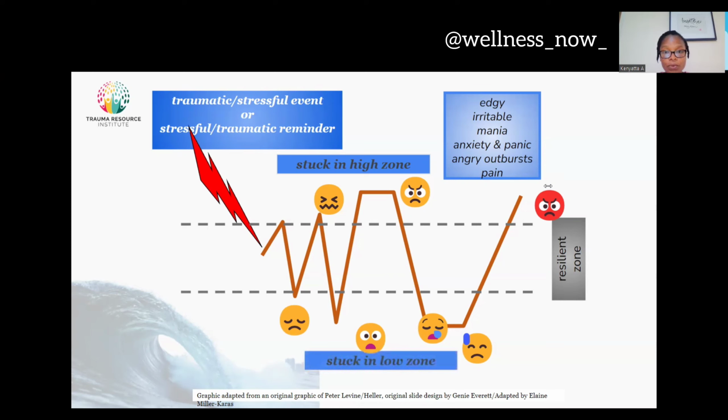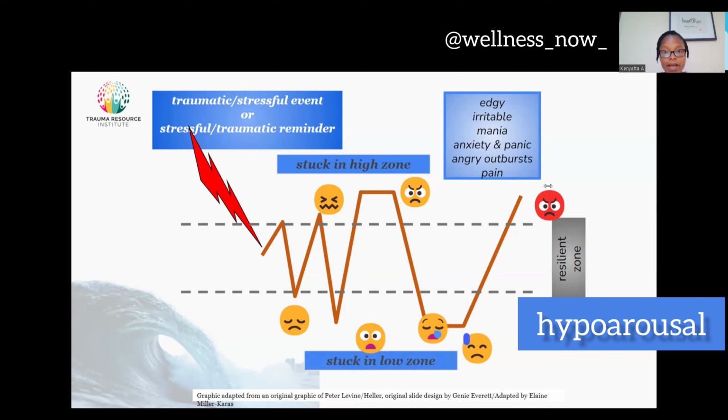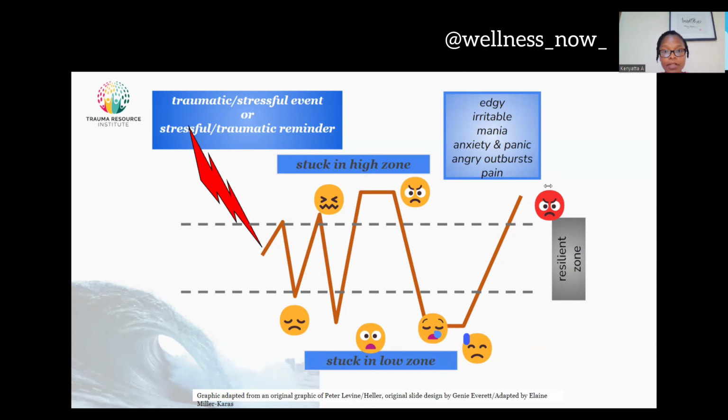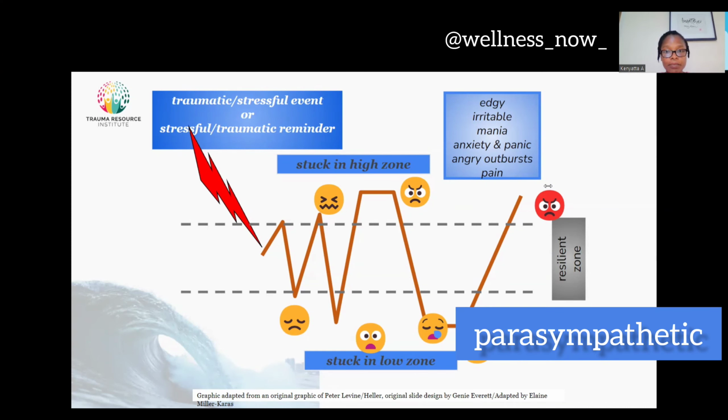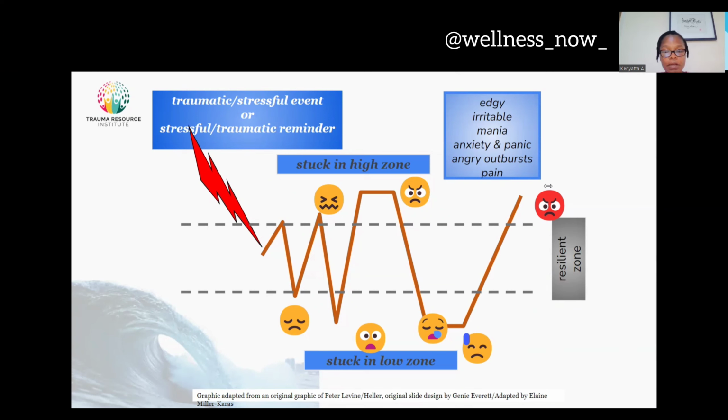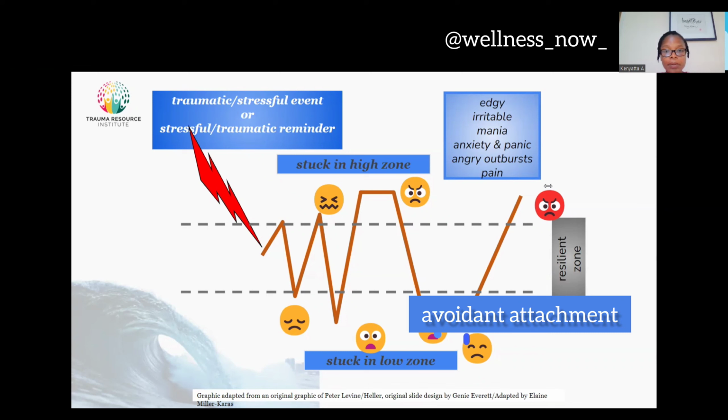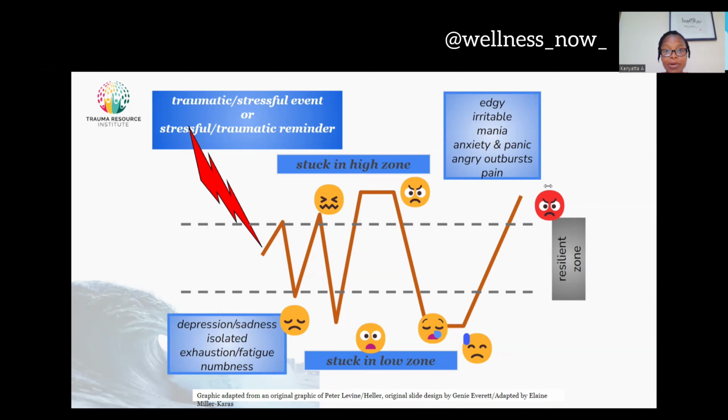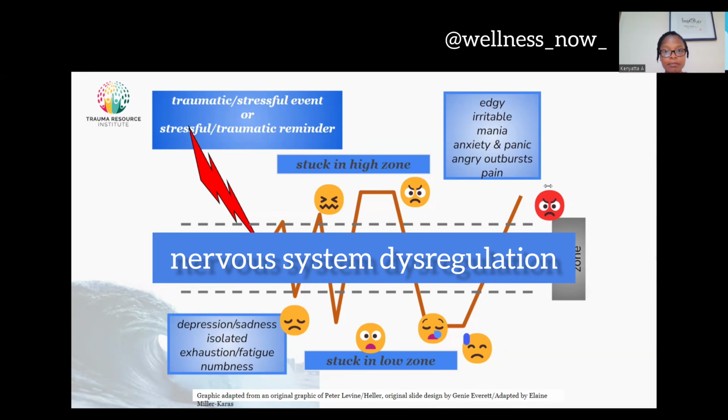When we're stuck in the low zone, hypoarousal, we'll have the activation of freeze or feign death. This is part of the parasympathetic nervous system. We may experience avoidant attachment style. In this hypoaroused state, we may feel depressed, self-critical, suicidal, numb, detached. We also may become passive or submissive, or take on the victim identity. There also may be a disconnection from the body. Again, this is nervous system dysregulation.